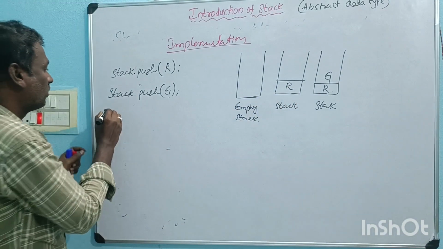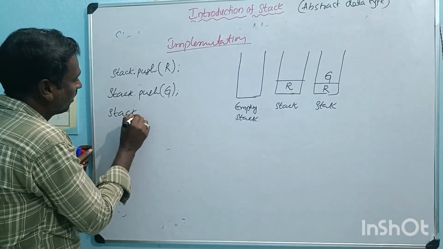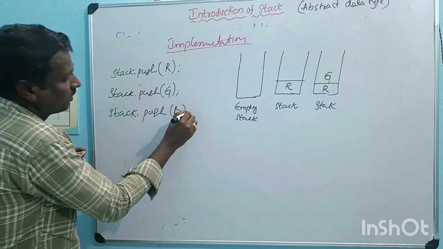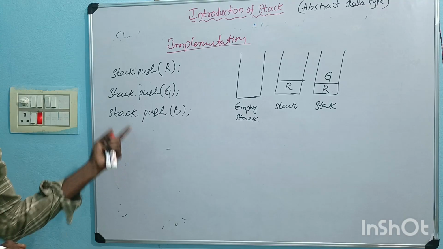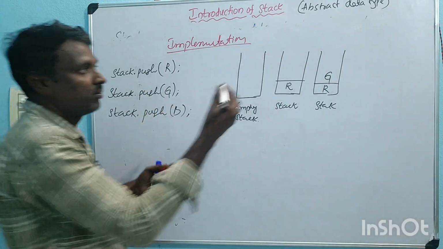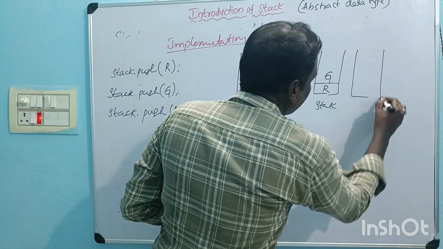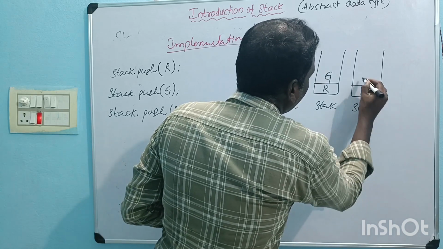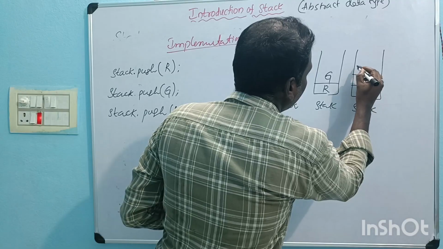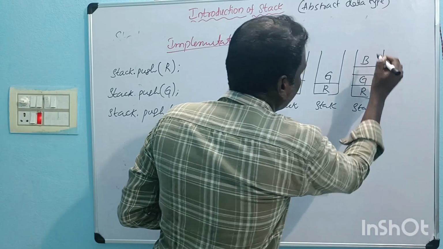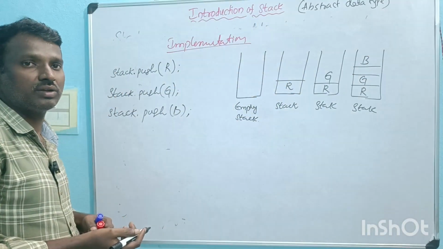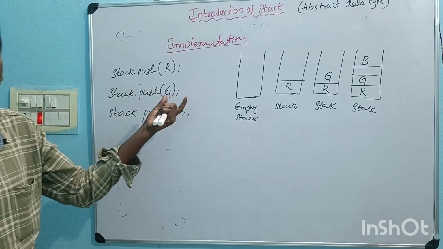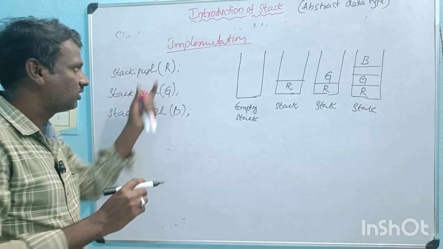Now I want to push another element, B. Totally I pushed three elements continuously. So my stack is updated. What are the elements available? R is already available, G is available, and the new element B is inserted. So the three operations are the same operation. That operation is push. Push is completed. This is one of the operations.